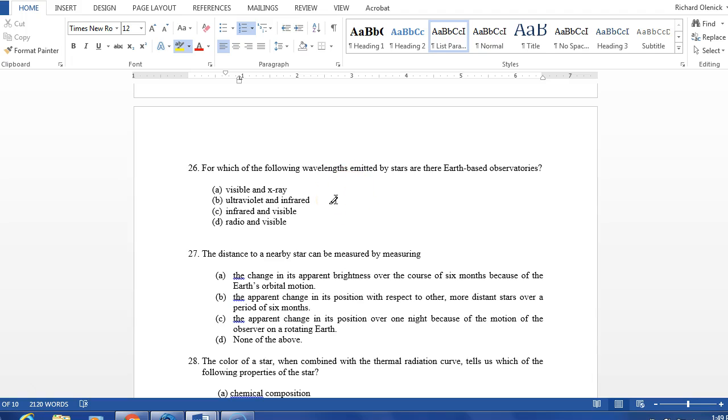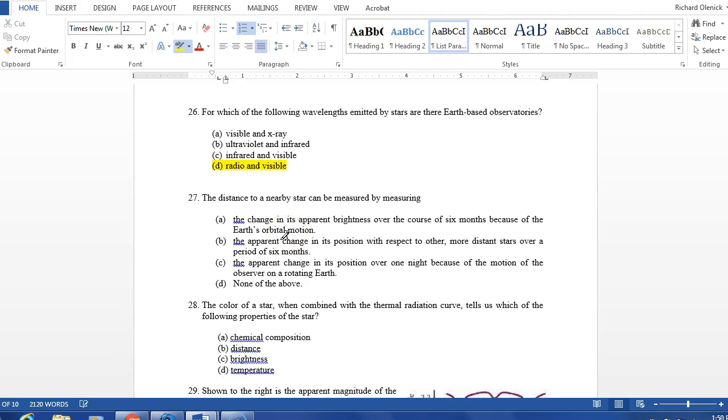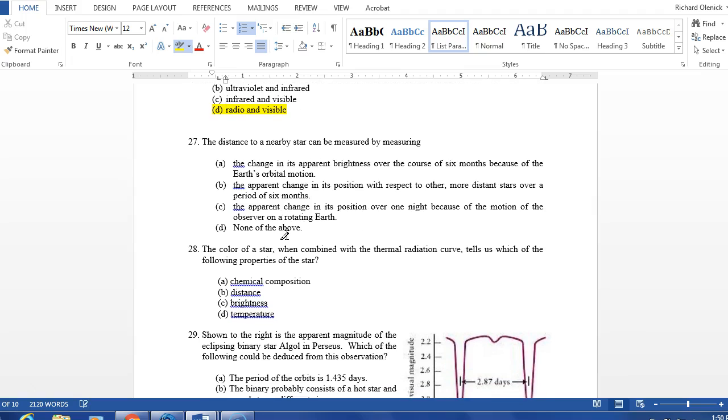We know that only radio and visible telescopes are built on Earth for that reason. The distance to a nearby star can be measured by measuring the apparent change in its position with respect to other more distant stars over a period of 6 months.